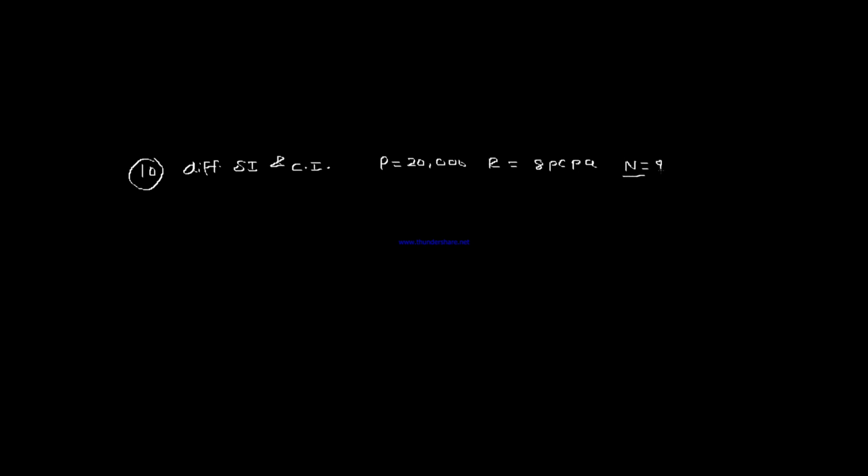So let's go for the last sum of this particular exercise, that is the 10th sum. Okay, now guys, in the 10th sum they are asking us to find the difference between the SI and the CI on 20,000, meaning the principal amount they have given is 20,000. The rate is also given, rate is 8 percent, but interestingly, n is not given.